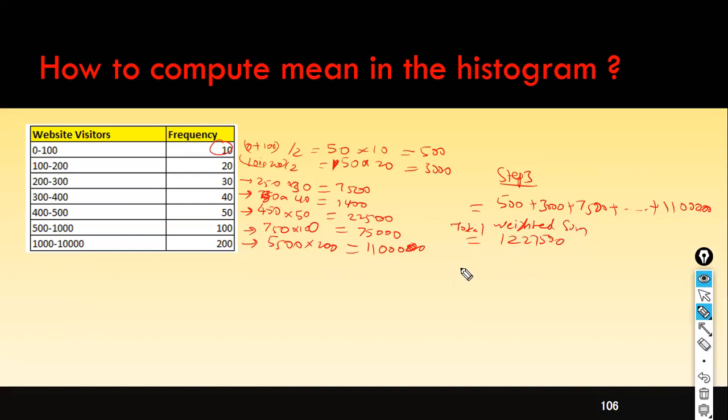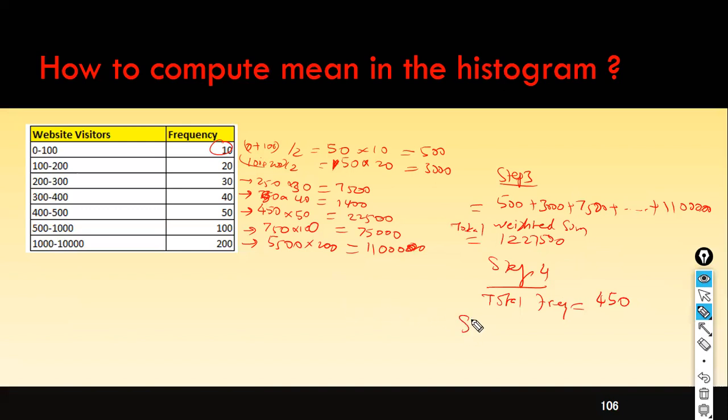This is your total weighted sum. Okay, and the next one is step 4. In step 4, you need to find out the total frequency. How much do we get for total frequency? Can someone add this and tell me? 300 and 350 and 400. Yeah, 450, right? We get 450. Am I correct? 450. Step 4.